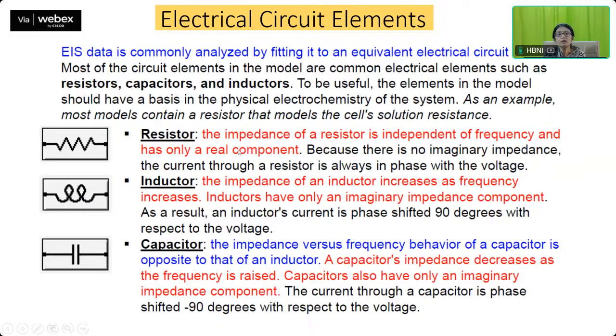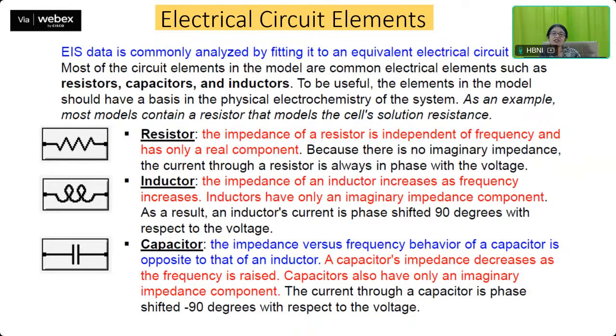What is a resistor? The impedance of a resistor is independent of frequency and it only has a real component. Because there is no imaginary impedance, the current through a resistor is always in phase with the voltage. Whereas in case of an inductor, the impedance increases as the frequency increases. The inductor has only an imaginary impedance component, so the inductor's current is phase shifted 90 degrees with respect to the voltage. Remember, for a resistor it is in phase with the voltage.